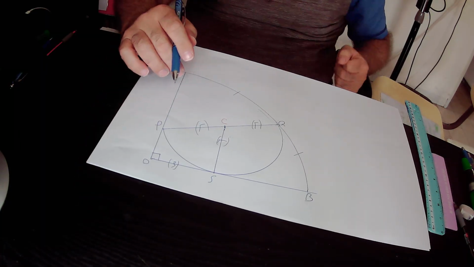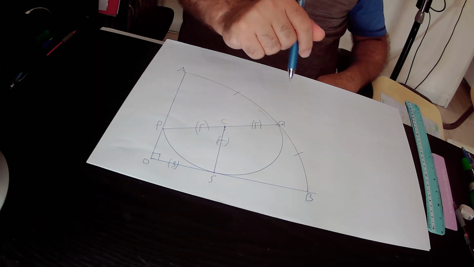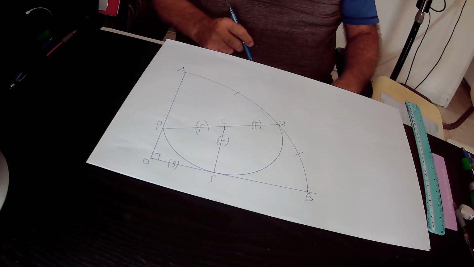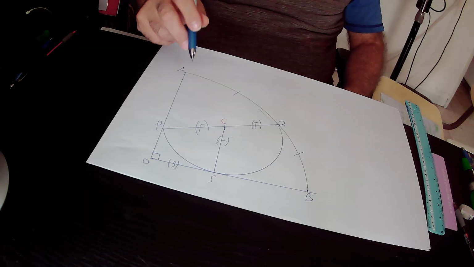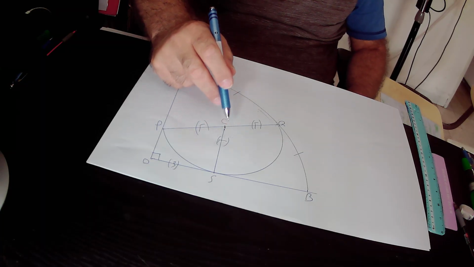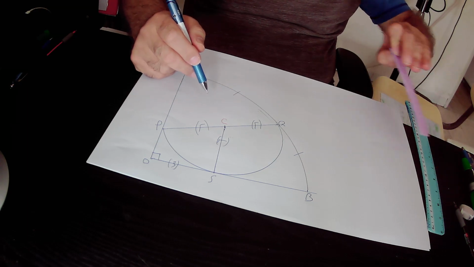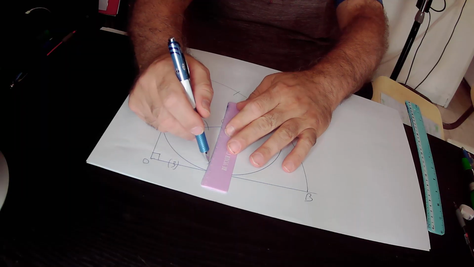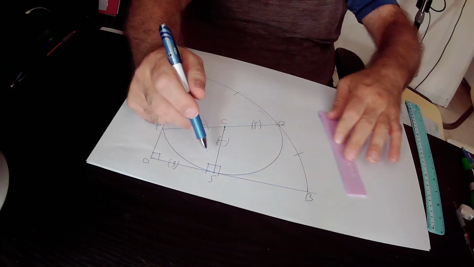The radius CS equals R, and the radius CS is drawn to point S, that is the point of tangency of tangent OB with this semicircle. Whenever a radius is drawn to the point of tangency, the tangent OB will be perpendicular to the radius CS. If OB is perpendicular to CS, it means that this angle equals 90 degrees. And this angle also equals 90 degrees, according to our rule.